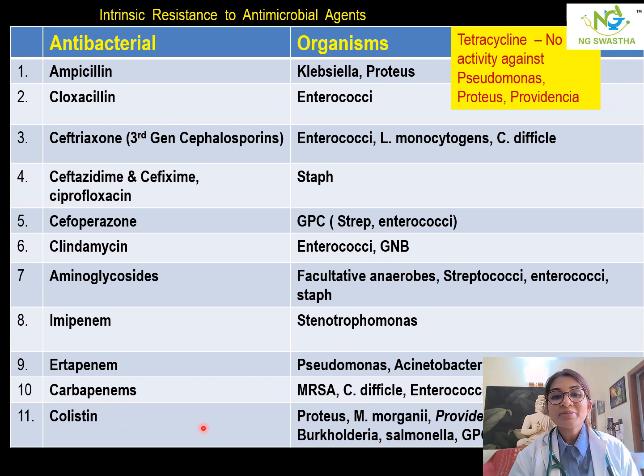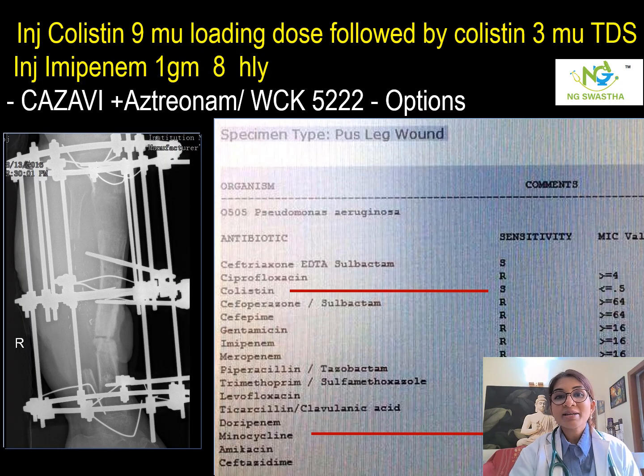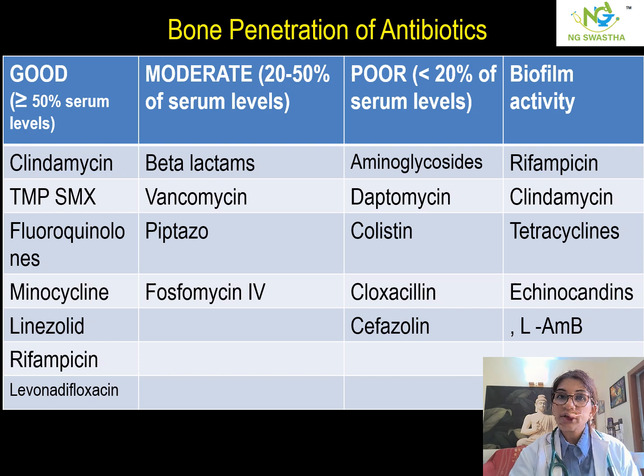Even with a broad spectrum antibiotic like colistin, bacteria like Proteus, Morganella, Providencia, and Burkholderia are not covered. So choose antibiotics accordingly. In this patient, colistin was reported susceptible, but now we would call it intermediate, since penetration of colistin into the bone is only 25%. Combination therapy with imipenem was used and he was treated. In today's scenario, we can use a combination of ceftazidime-avibactam with aztreonam, or even Vocard 5222, which can be a very promising option for the future.